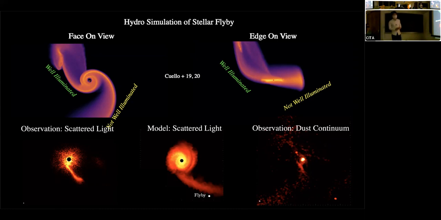Okay, so the dust continuum doesn't show the same spirals as the scattered light does. Is that because the dust has decoupled from the spiral arms? Right, that's primarily the reason. The millimeter dust spiral is shorter than the micron size dust.